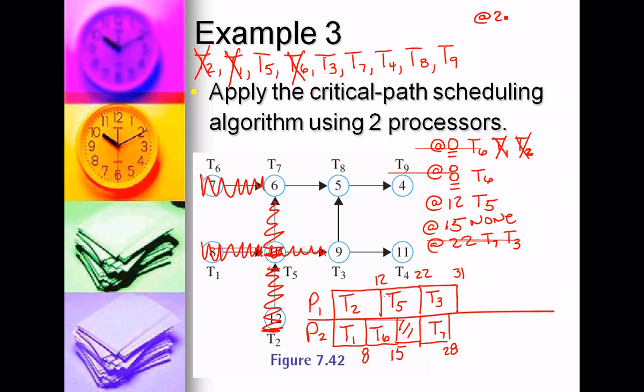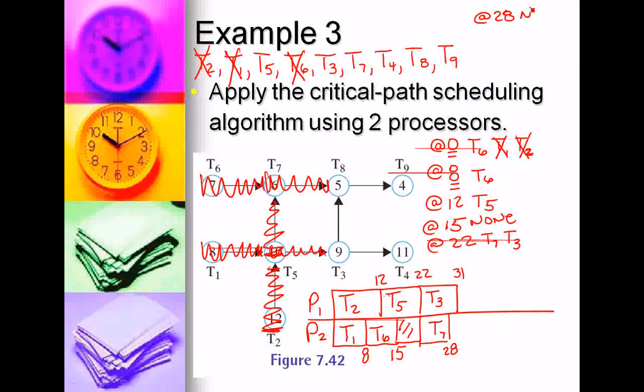So at the 28-minute time slot, 1, 2, 5, 6, and 7 are finished. So that means we don't have any ready tasks. So we move on to 31.